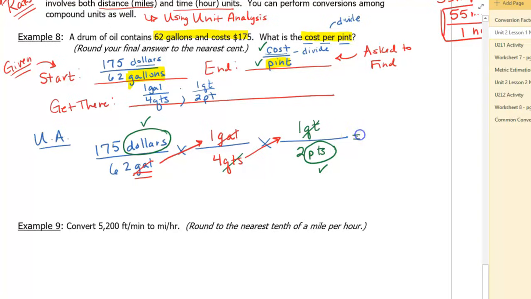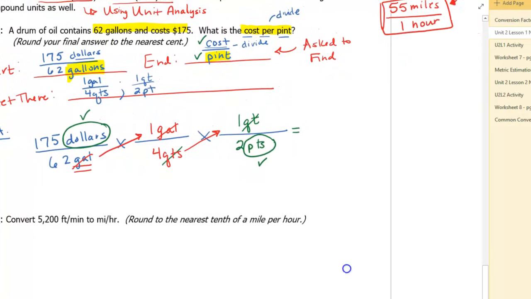So now we're going to do the math, finally get to think about what math we're going to do. So on the top, 175 times 1 times 1 will give us 175. On the bottom, you're going to do 62 times 4 times 2. And if you multiply those together, you get 496.